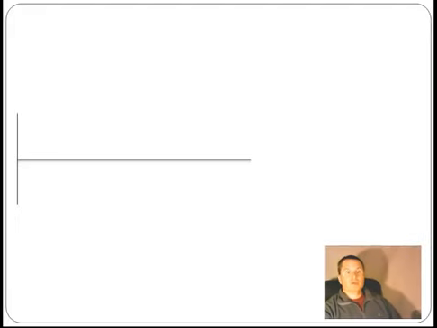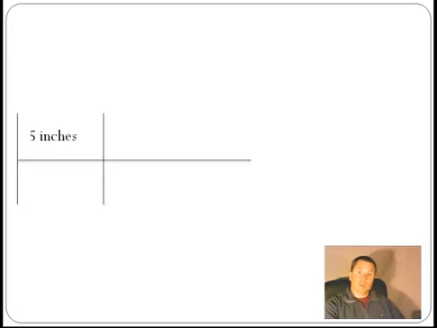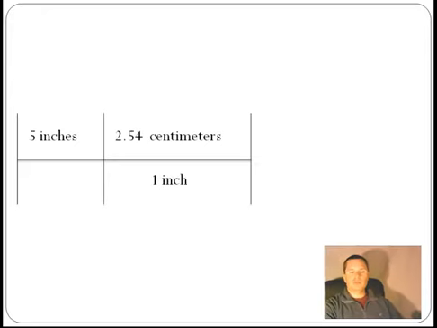So let's go ahead and set up our ping pong table now. Start with what we know. We have 5 inches, and I want to convert to centimeters. Well, what I want is centimeters, so I'm going to put that conversion on top and inches on the bottom. So 2.54 centimeters over 1 inch. Now, here's where I do my canceling of units. My inches cancel off, and all I'm left with is centimeters.